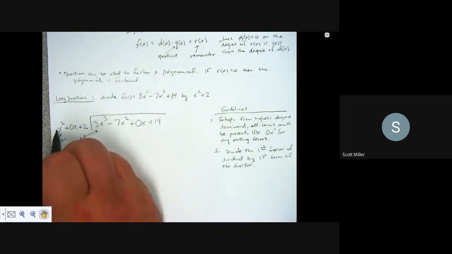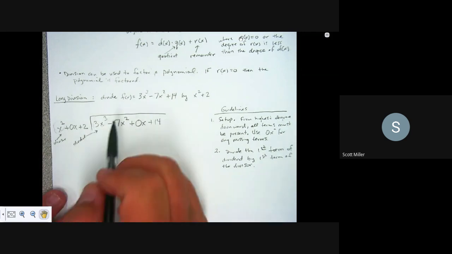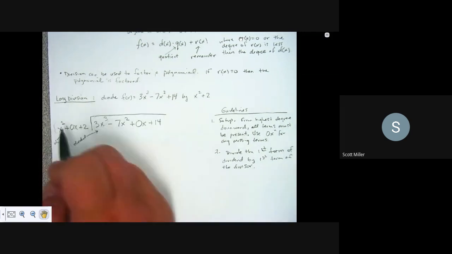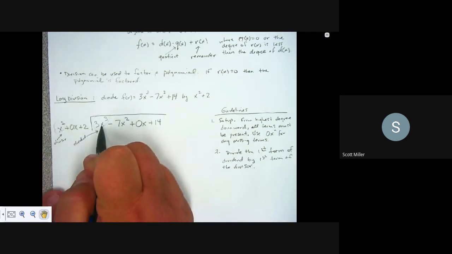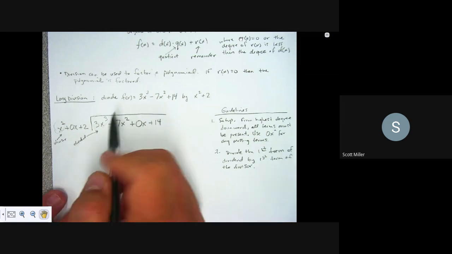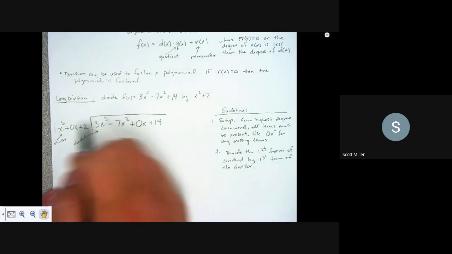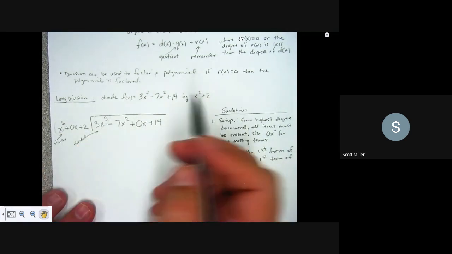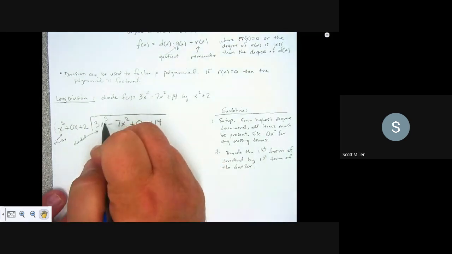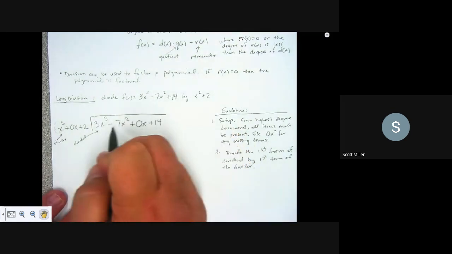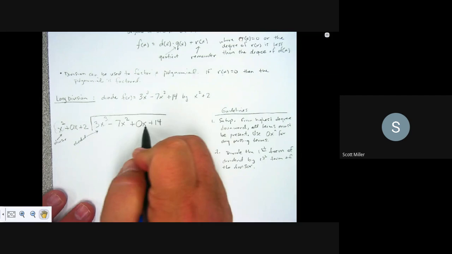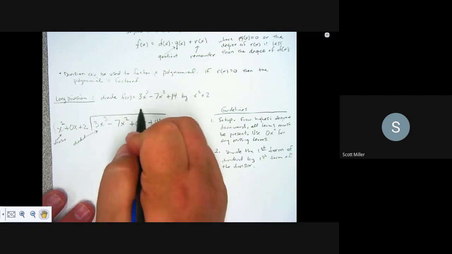The first term here is x squared. The first term here is 3x to the third. What times x squared gives me 3x to the third, or 3x to the third divided by x squared, however you want to look at it. Either way, it becomes 3x. Because I get a 3x, I'm going to put it above the x column as a 3x.